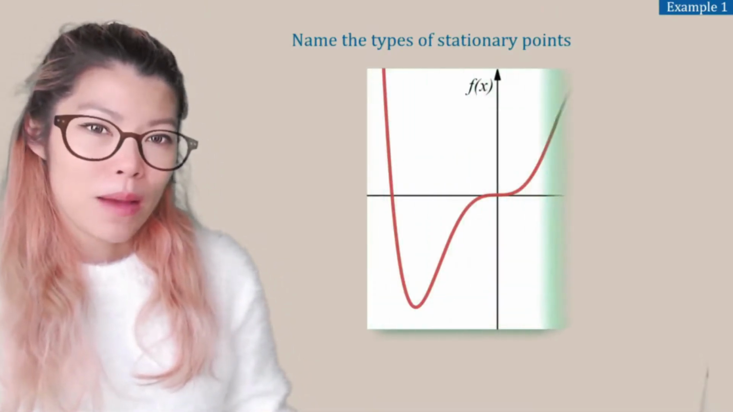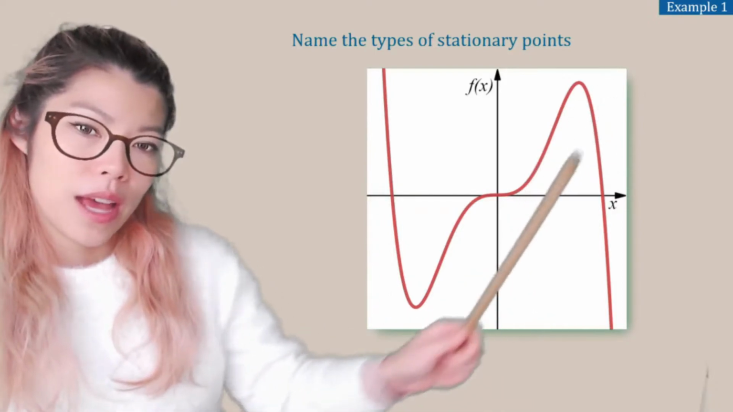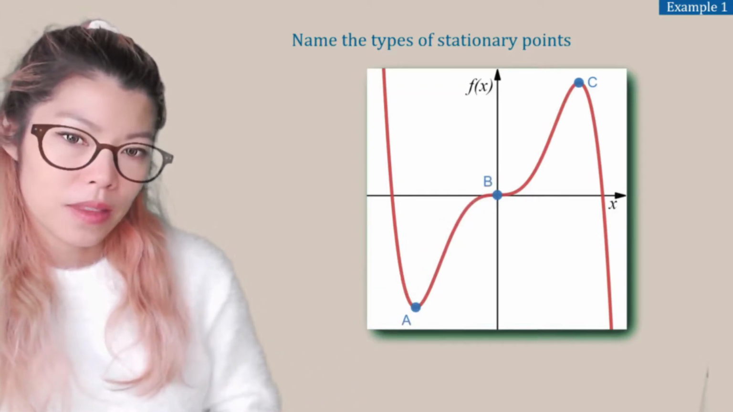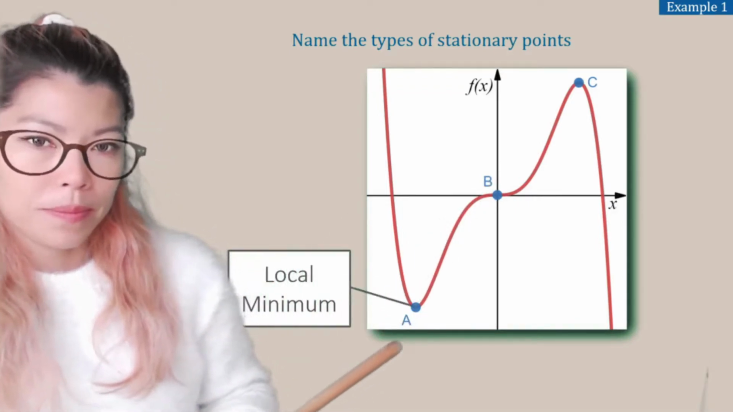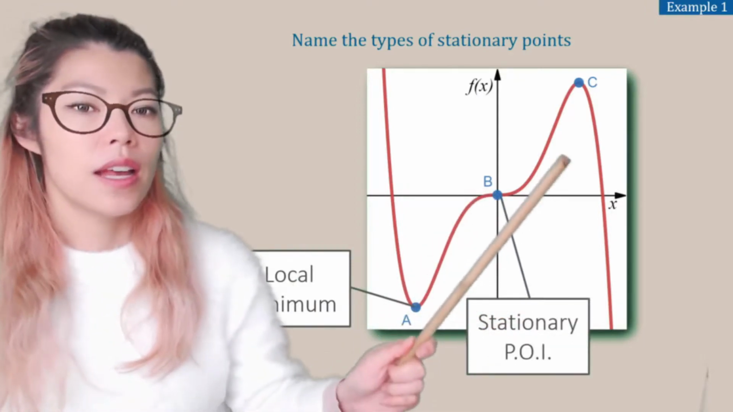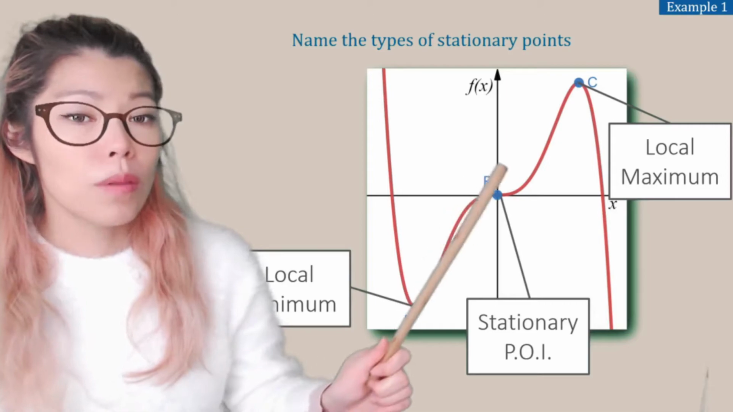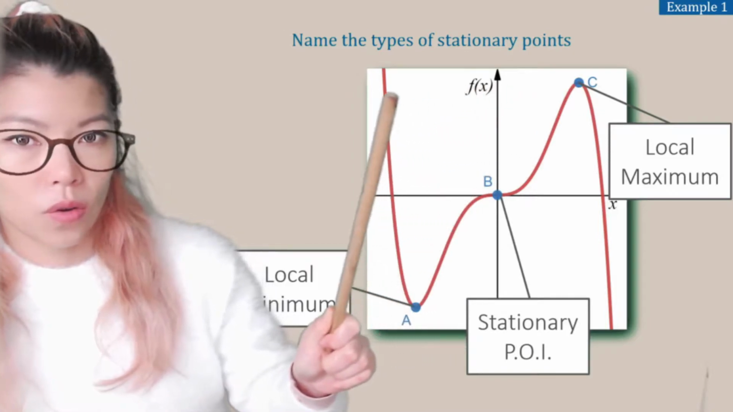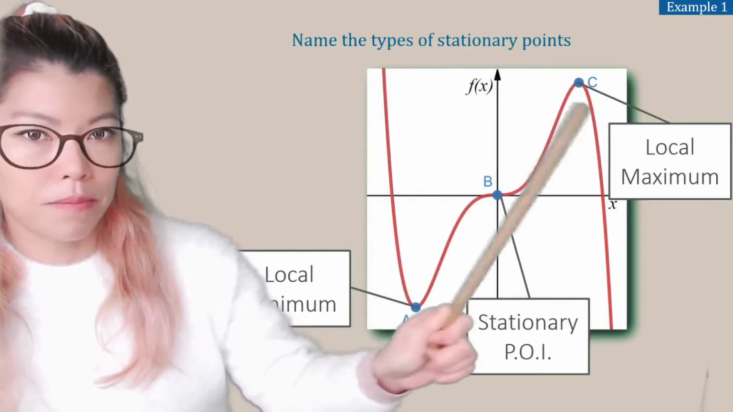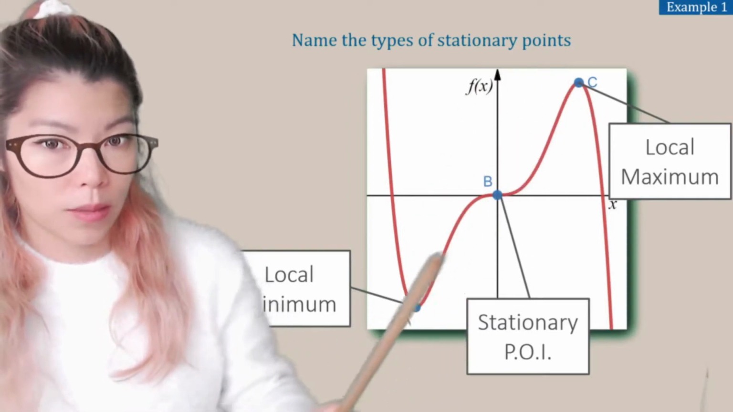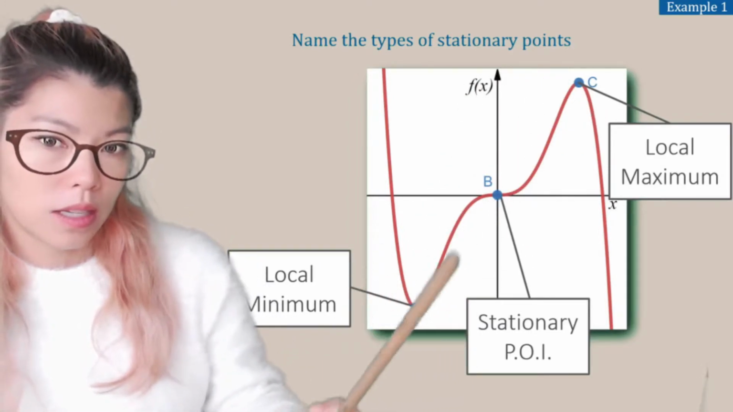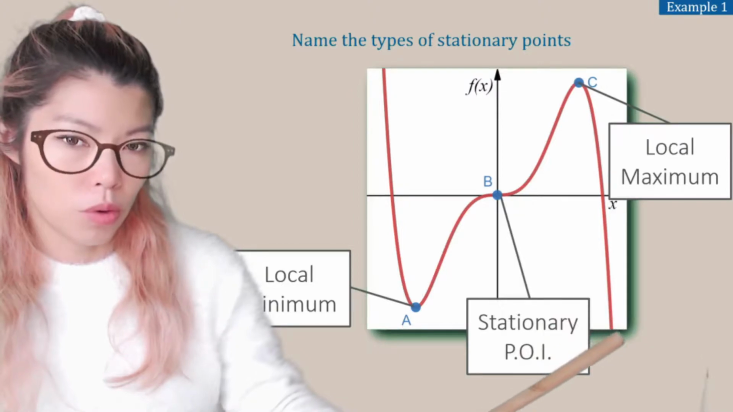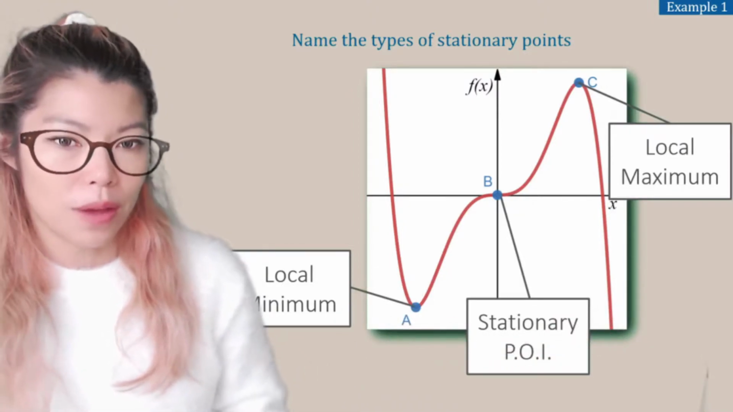Let's do an example. Name the types of stationary points. We can see that here we have 3 points which are stationary points. Let's call them A, B, C. The first one is a local minimum. That one is a point of inflection, and that one is a local maximum. We call them local because even though in this area this is the maximum, if you look at the whole graph, there's a value bigger than that. So that's not the total maximum, it's a local maximum. Likewise, the local minimum, because in this local area that's the smallest value, but if you keep looking at the graph, there's a value that's more negative than that.